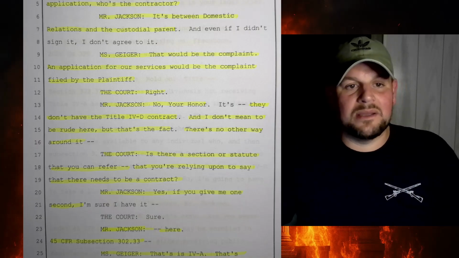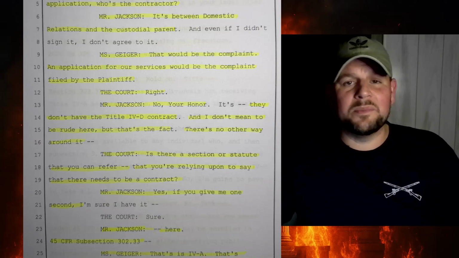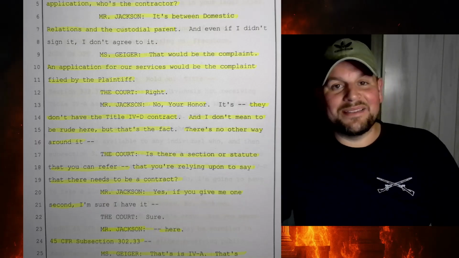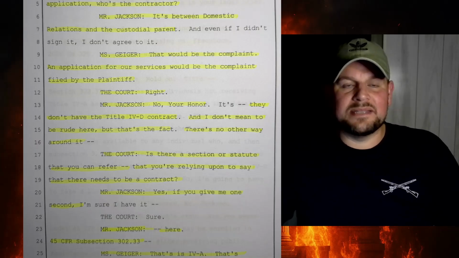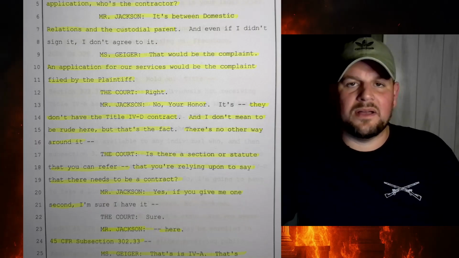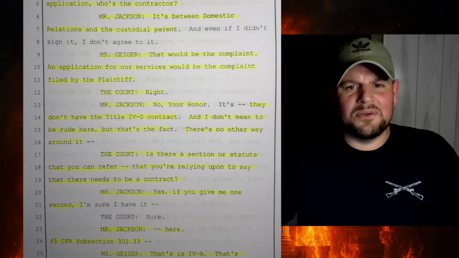So right here she says, an application for our services would be the complaint filed by the plaintiff, filed by my ex to get child support. That's what that is. That is not a Title 4D child support case. That is a child support case. And we're going to get to what the laws are and why there's not just Title 4D. The judge says, right. And I said, no, Your Honor.